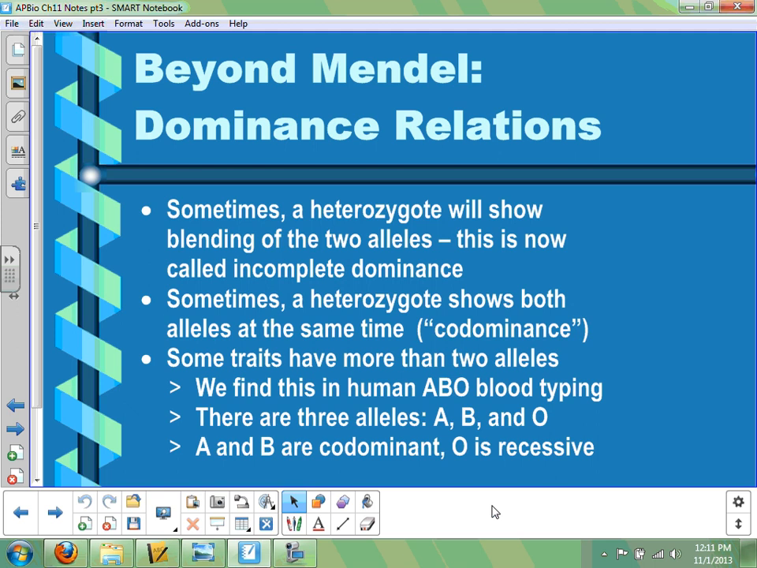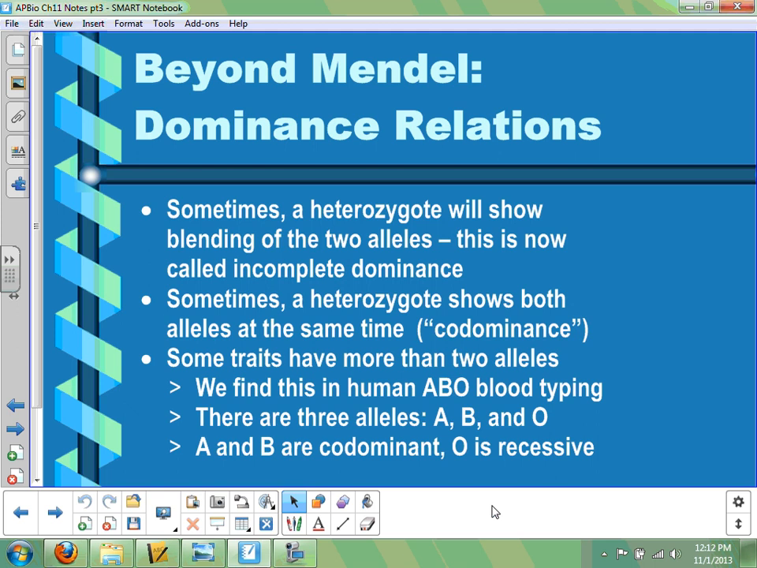Now I want to emphasize here, more than 2 alleles exist. There are the A, B, and O alleles, but still for each person, because you have 2 parents, you still only would get 2 alleles for each trait. It's not like you'd get 3 alleles handed down to you. You only have 2, but there are 3 possible alleles from each parent that you could get.